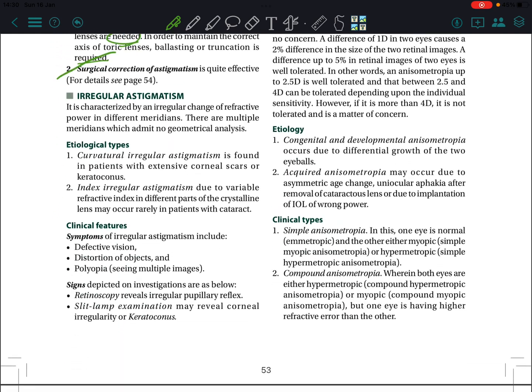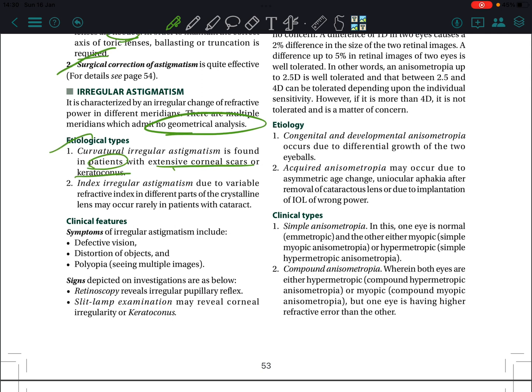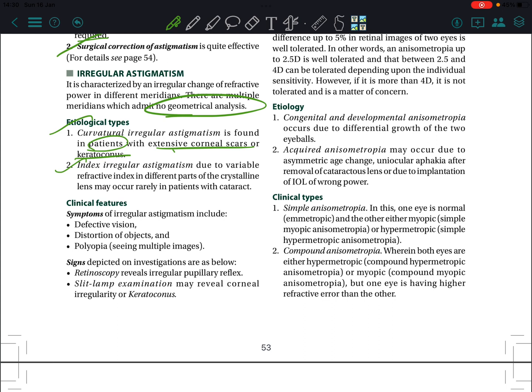Irregular astigmatism: there are multiple meridians which admit no geometrical analysis. Etiological types: curvatural irregular astigmatism is found in patients with extensive corneal scars or keratoconus. Index irregular astigmatism, due to variable refractive index in different parts of the crystalline lens, may occur rarely in patients with cataract. Clinical features: symptoms: defective vision, distortion of objects, polyopia.